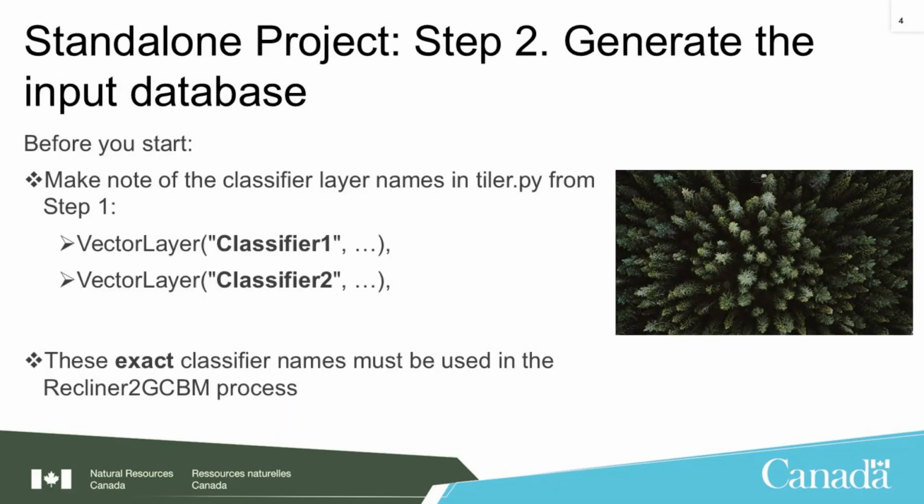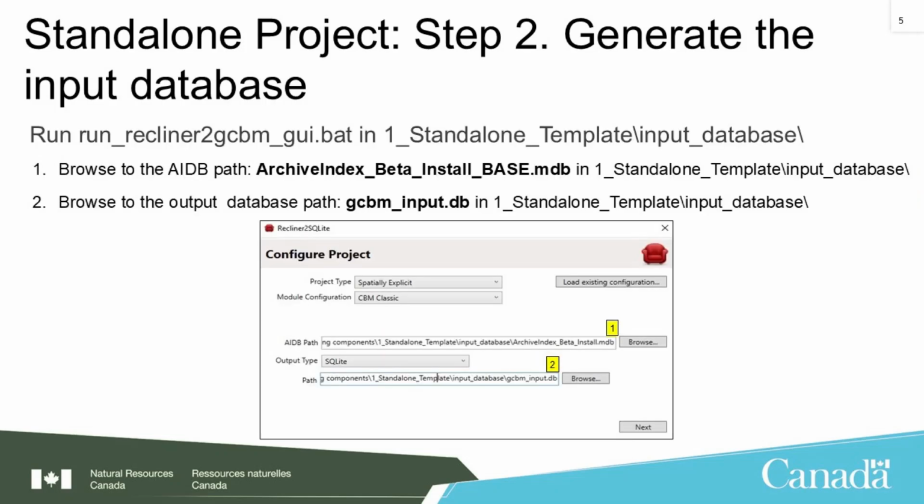Before configuring the input database, the classifier layer names in the tiler script that was set up should be noted. The names are always under the user's control, and they just need to be consistent between the tiler and the Recliner to GCBM tool. To start up the tool, users must go to the input_database folder in the one_standalone_template folder and double-click on the run_recliner to GCBM_GUI.bat file to launch it.